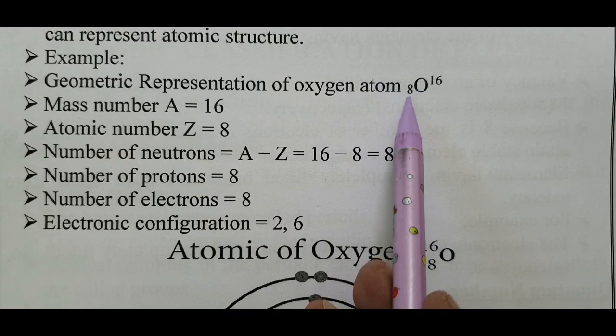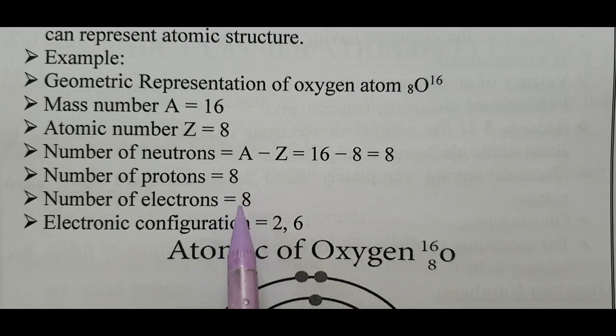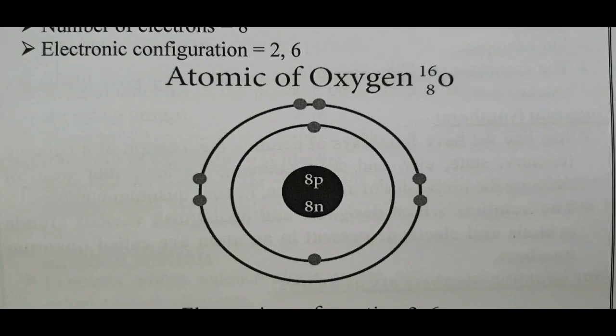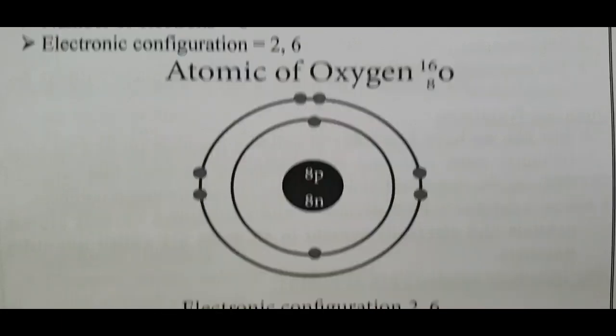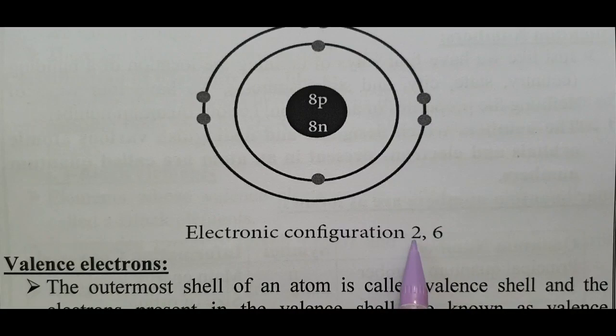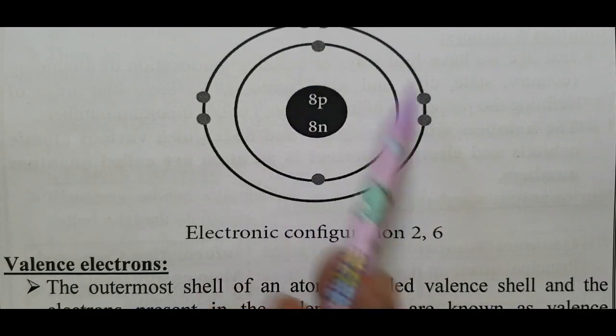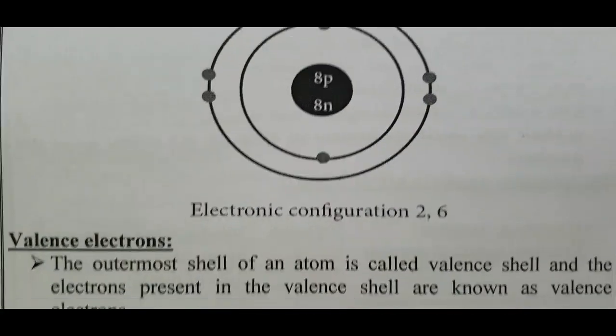From atomic number, we can write the number of protons: 8. In an atom, the number of protons is always equal to the number of electrons. In the electronic configuration, the first orbit holds only 2 electrons, and the remaining 6 electrons occupy the second orbit. So there are 8 protons, 8 electrons and 8 neutrons in oxygen. First shell containing 2 electrons, second shell containing 6 electrons.